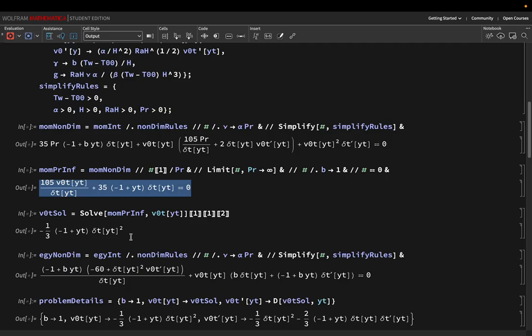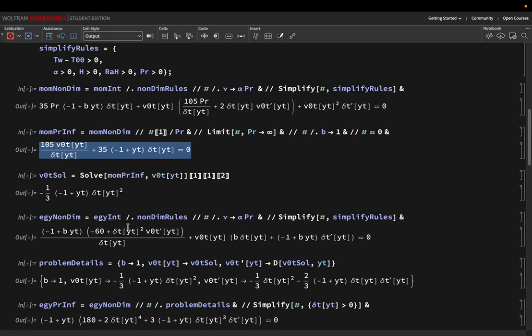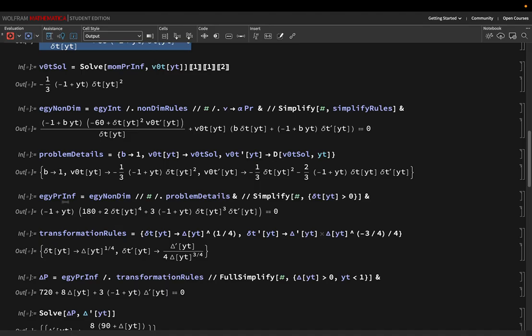Once that is done, similarly, I can take the energy integral equation and use this VT solution in that. Once I substitute that, I'll obtain the energy equation for Prandtl number tends to infinity, and that is a differential equation in terms of delta. If you see the terms here, this is 3 times delta t cube times delta prime, and this is delta to the power 4. So I'll assume that delta t to the power 4 is capital delta. I'll assume a transformation like this. What happens with this transformation is I can remove this non-linearity and convert it into a linear equation.